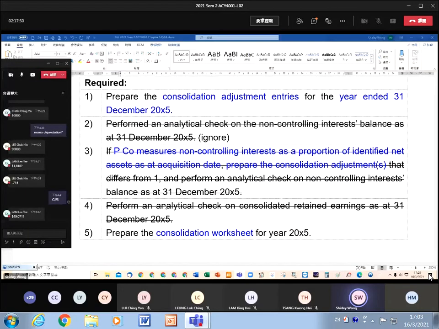How about part 4? Part 4 also asks you to prepare the analytical check on consolidated retained earnings. We also do not require it in our test and our examination. Therefore, we do not ask you to do so.